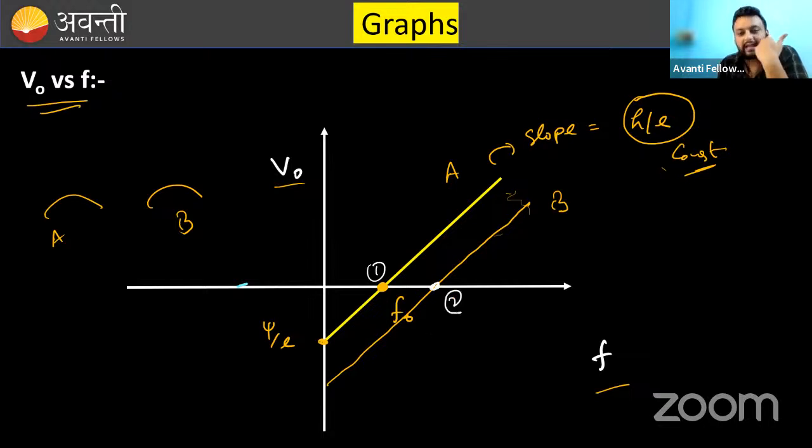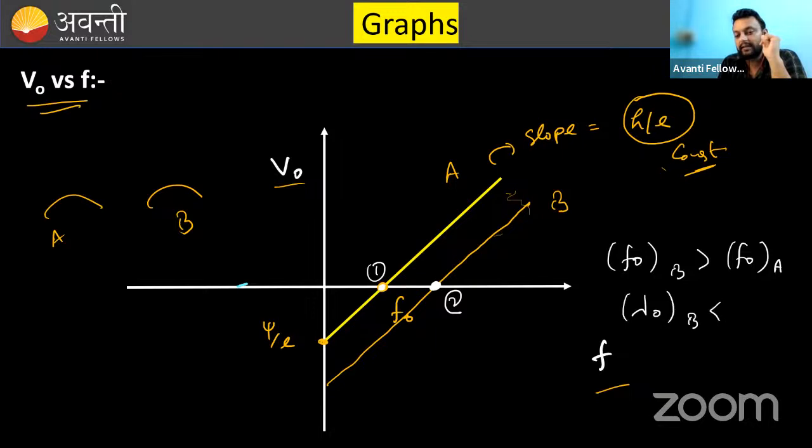This is the second graph, B. This is the point now. So on this axis, if you see, this is the threshold frequency of the first one. This is the threshold frequency of the second one. That means the threshold frequency of B is greater than the threshold frequency of A. If the threshold frequency of B is greater, that means the threshold wavelength will be lesser. That means lambda naught of B will be lesser than lambda naught of A because they are reciprocal. So from this graph, a lot of conclusions can be made.